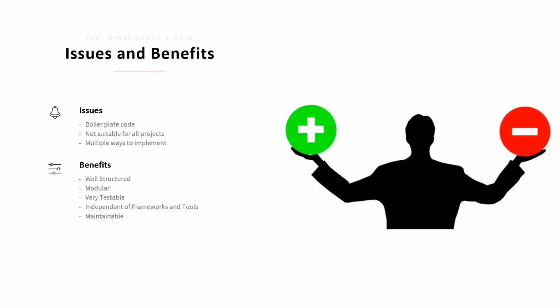There's multiple ways to implement. People go off and have their own ideas, and I think a lot of the implementations I've seen tend to miss some of the key points, especially around boundaries and mapping objects across each of the boundaries. They tend to underplay the power of presenters or completely ignore them, which I think is sad. Benefits: it's well structured, it's modular, it's testable, it's generally independent of frameworks and tools, it's maintainable.